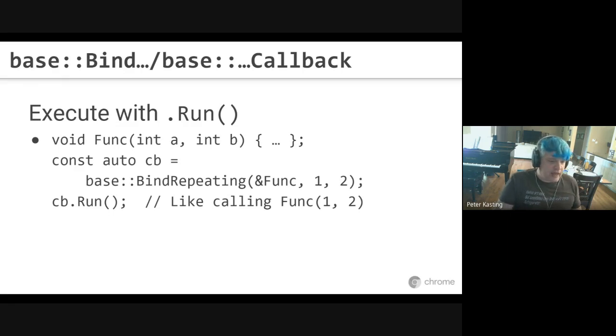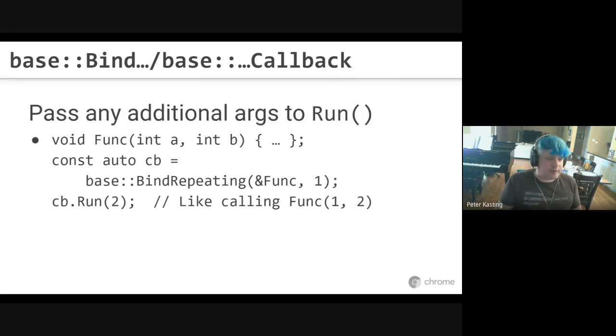Now, you can pass any additional arguments that you need in case you didn't bind all of them. And again, I'll elaborate on that more in a few slides. So if I only bound, say, one of my two arguments, then I can pass the other one when I call run. Run basically takes an arbitrary number of arguments, and they make up the rest of the things after the ones you bound. So you can just think of it as bound arguments and then additional free arguments.